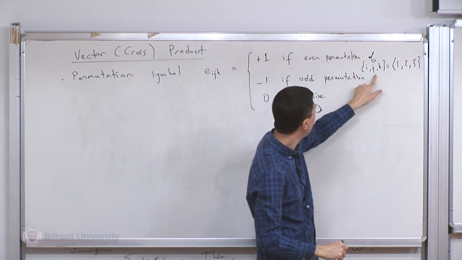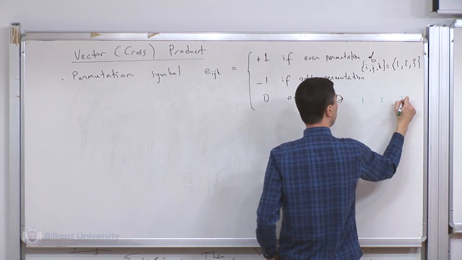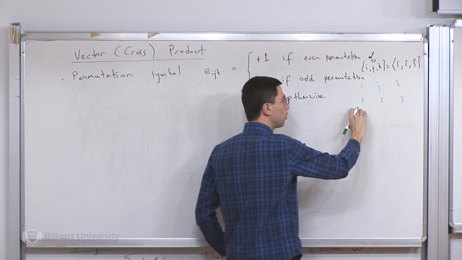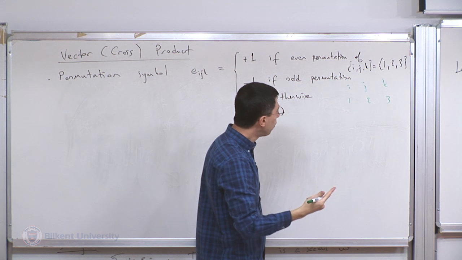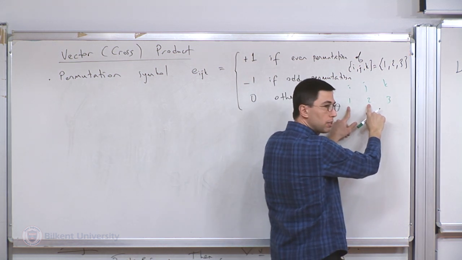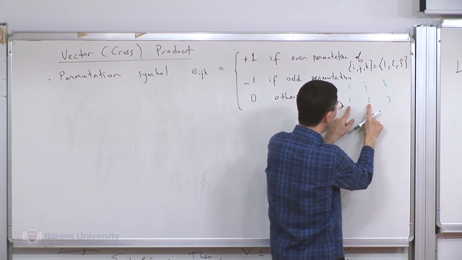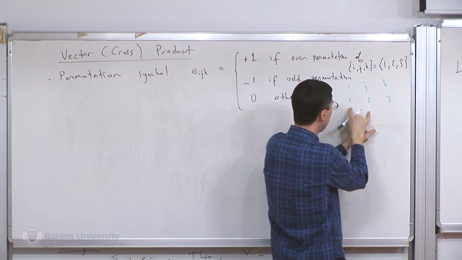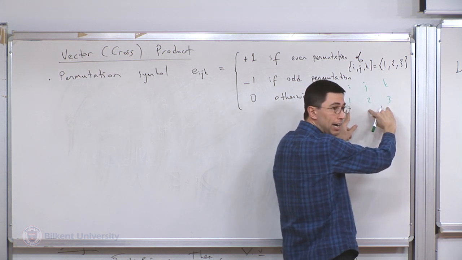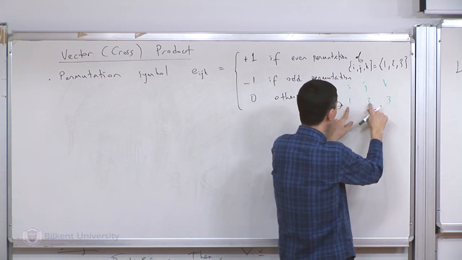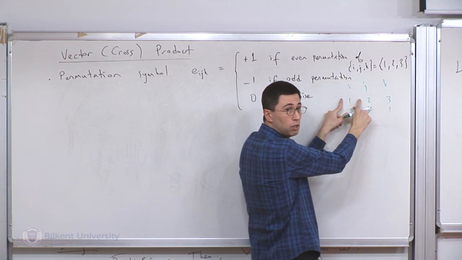So, even permutation of ijk equals 1, 2, 3. The idea is the following. You take ijk equals 1, 2, 3. First of all, no permutation is an even permutation, 0. Now, even permutation means you take two numbers, switch their order, and you do it twice. For instance, I can switch the order of 1 and 2, so it will be 2, 1, 3, but that's just one permutation. If I do it again, it will be two permutations. It's an even permutation. So 2, 3, 1 is an even permutation of 1, 2, 3.